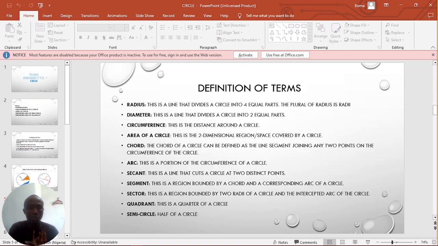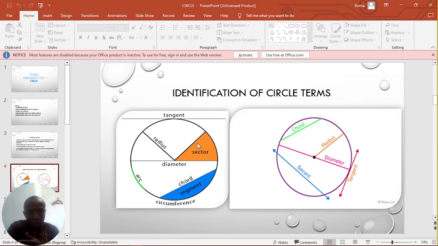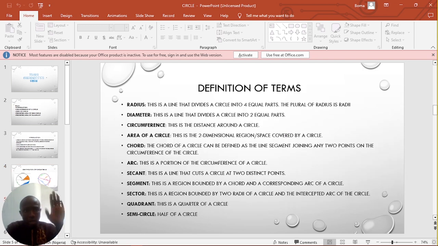So definition of terms. First, the radius. What is the radius? The radius of a circle is that line that divides the circle into 4 equal parts. You can see this line. It's actually the diameter of a circle divided by 2. So half of the diameter of the circle. Don't forget the diameter is what divides the circle into 2 equal parts, while the radius divides the diameter into 2, or it divides the circle into 4 equal parts. So that's for radius. Now we move to diameter.